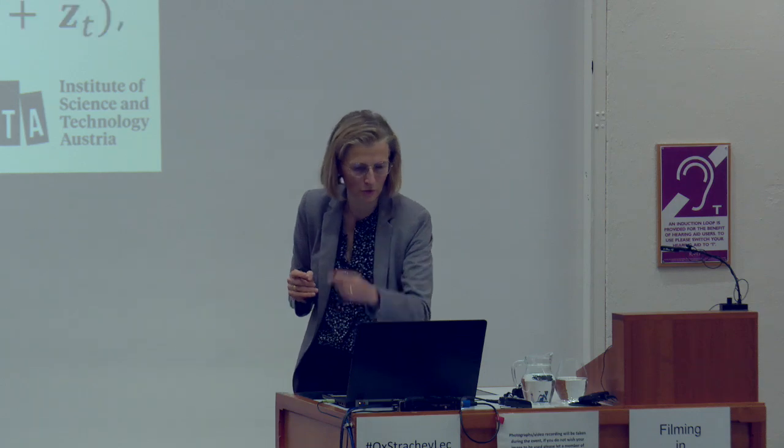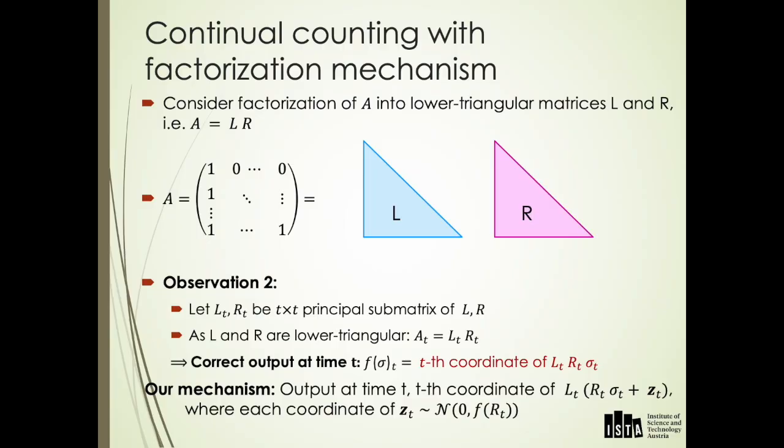And so now how do we make this differentially private? What we do is we show that there is a factorization of A into two matrices L and R, and they're both lower triangular as well. That's the crucial thing. They need to both be lower triangular to work in this continual setting. And they also have this nice property: if you restrict them to the top t by t, you get L sub t and R sub t, and their product is still A sub t.